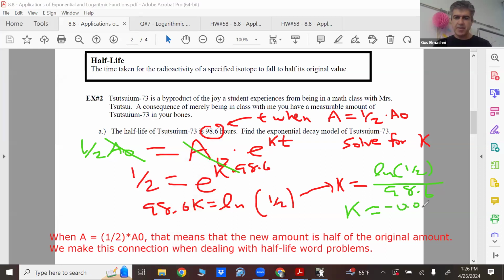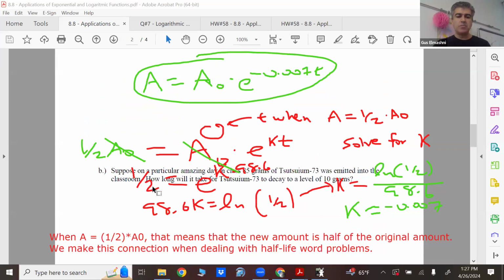I know, terribly exciting stuff, right? Okay. So A equals a sub 0 times e^(negative 0.007t). That's your model for this particular element that this is made up to be.